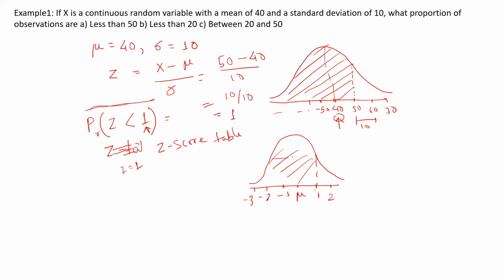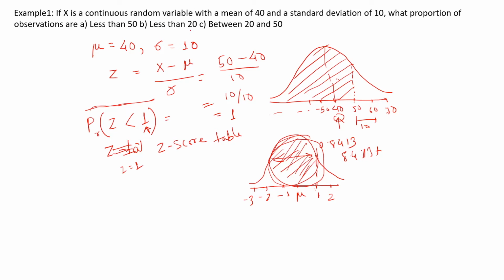So this particular area will be 0.8413. So the value for Z equal to 1 is 0.8413, and this is the area under that particular curve. Meaning 84.13% of the data will fall under the observations which are less than 50. So we can say 84% of the data will be less than 50.